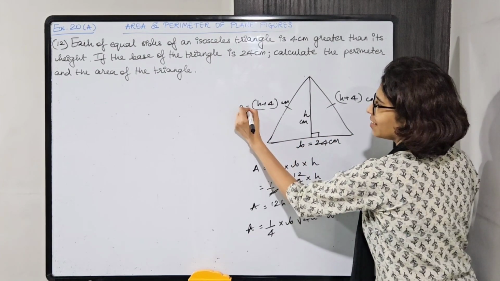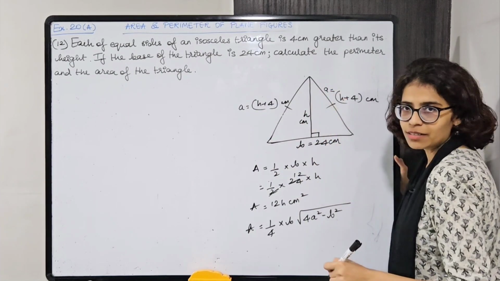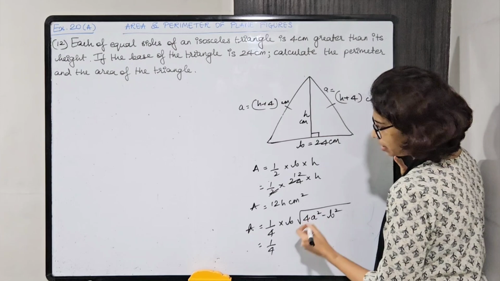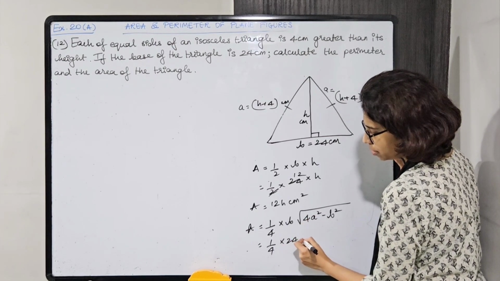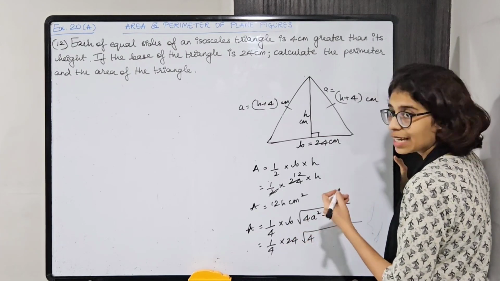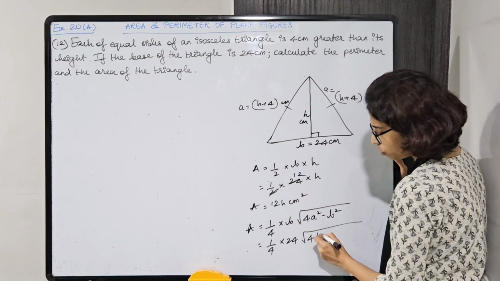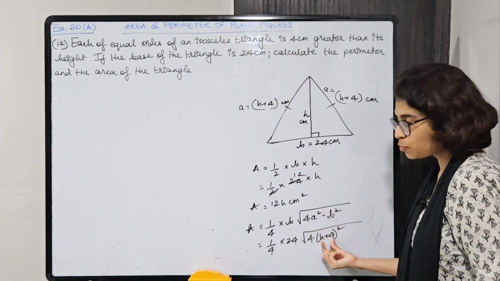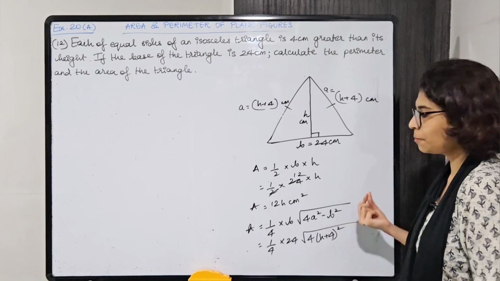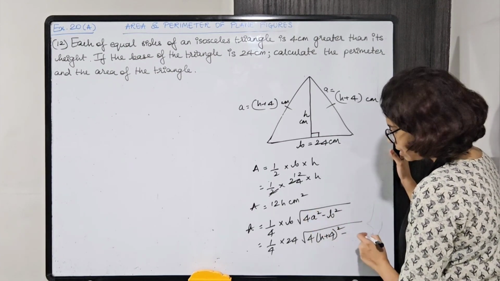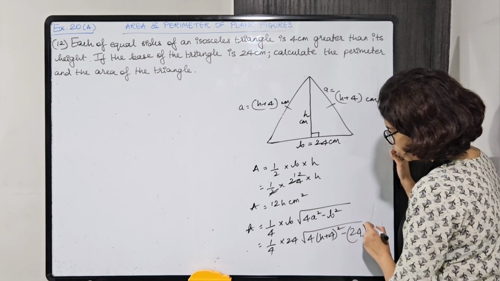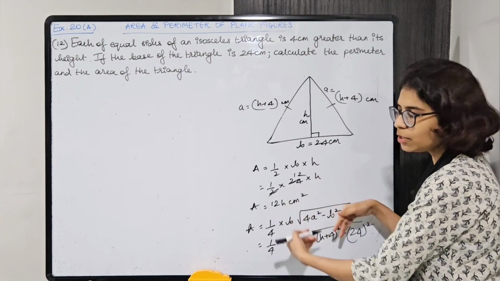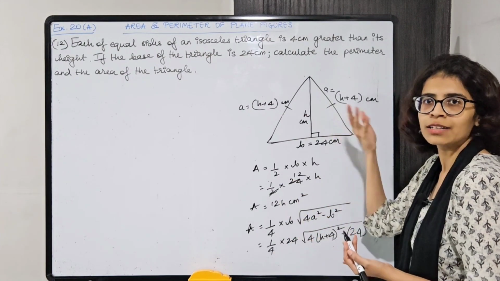So over here, let's put the values. 1 by 4 into b is 24 into root of 4 into a, which is h plus 4, so h plus 4 the whole square, minus b, which is 24, squared. In place of a we have h plus 4, so the whole thing squared minus 24 squared. I can say area can be this also, right? It will be equal in both cases. The area of the triangle is the same.